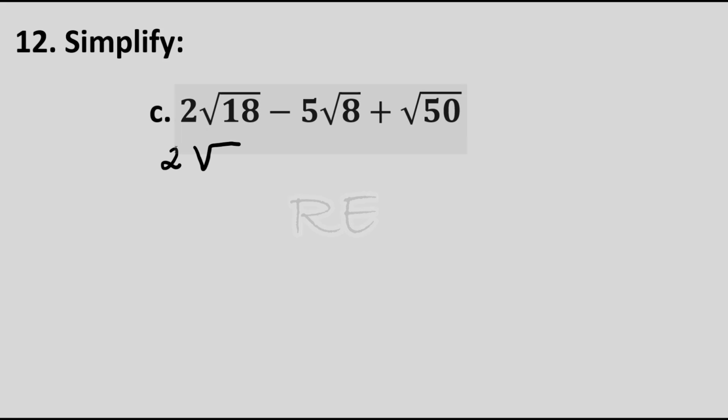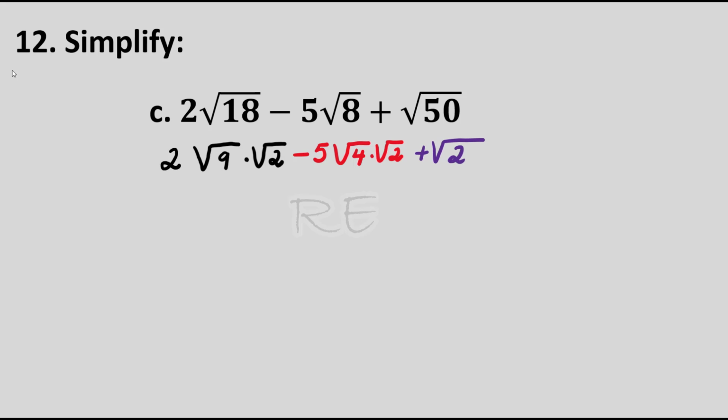For c, 2 times square root of 18. 18 is 9 times 2. So 2 square root of 9 times square root of 2. 5 times square root of 8. 8 is 4 times 2. So it's 5 square root of 4 times square root of 2.